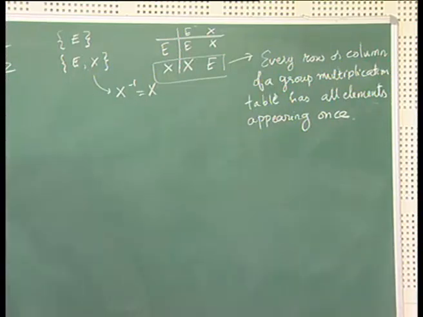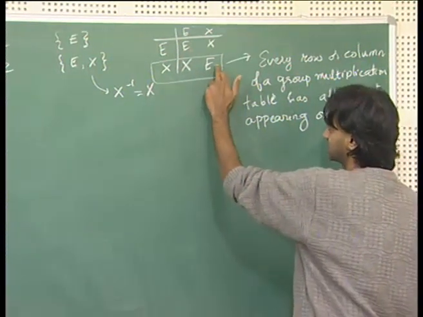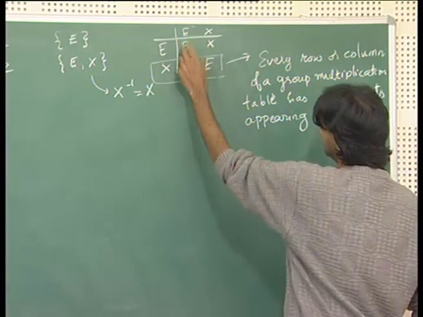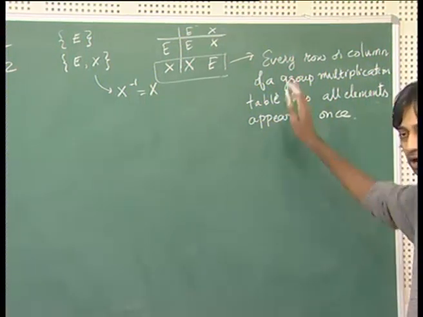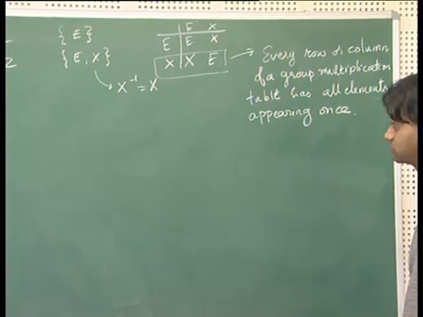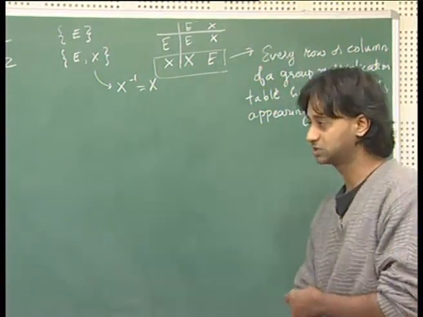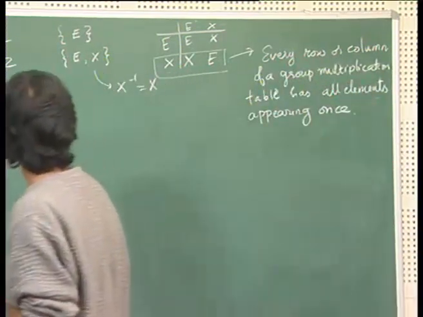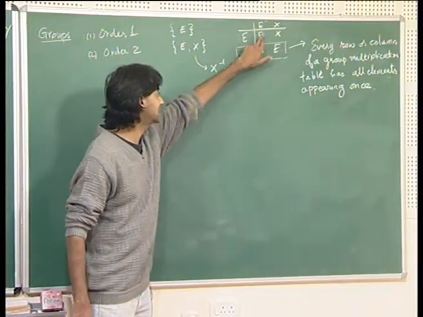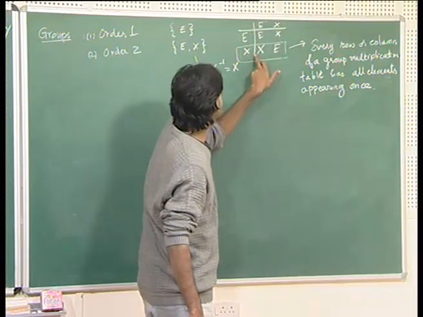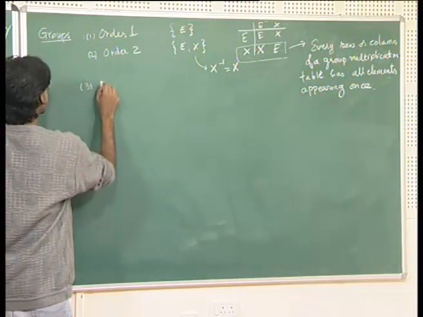So, this is a property of the group multiplication table, that when you look at any row or any column, you have to have all the elements. So, this row has both X and E, this row has both X and E, this column has both X and E, and this column has both X and E. This will be extremely useful when you construct larger groups. So, what we said is that there can be only one group of order 2. It has to have an identity, and it has to have one element such that the inverse of that element is itself. Now, let us look at order 3.